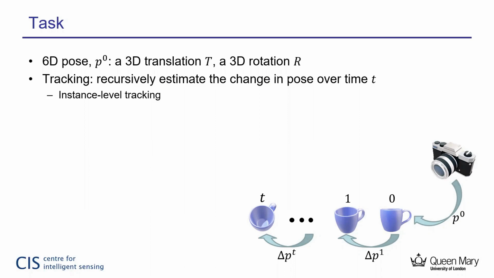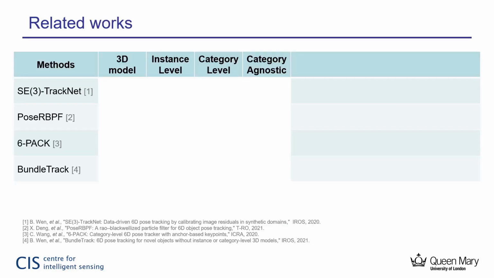6D-pose tracking can be performed at instance level, where CAD models are known. 6D-pose tracking also can be performed at the category level. Those methods will train a model for one category. Additionally, 6D-pose tracking can be performed at category-agnostic level, which means the model can track the object regardless of the category information. We selected 4 related works.